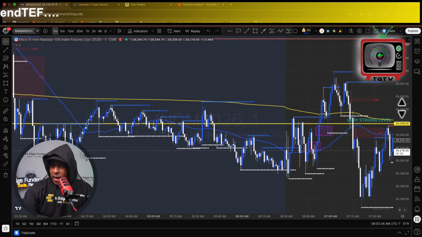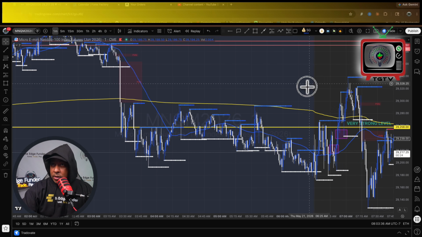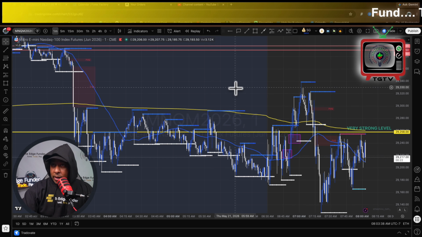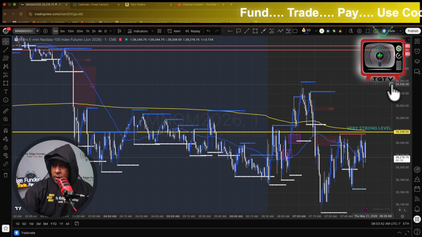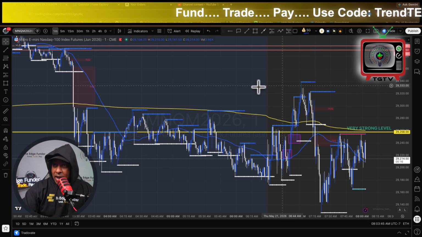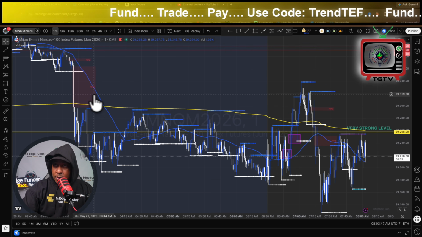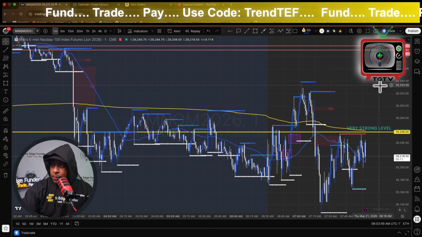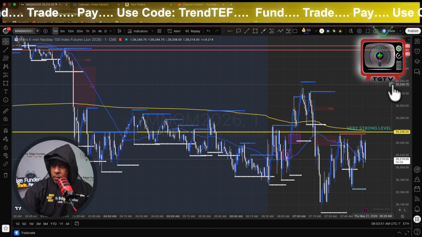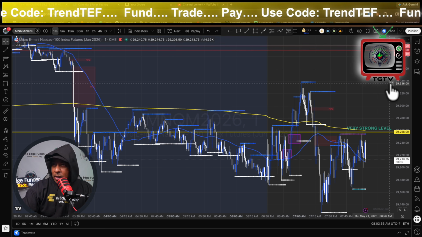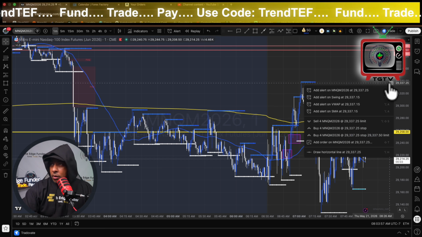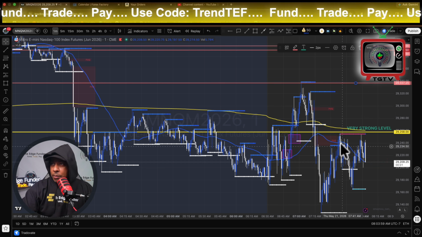Now, had I looked left, if I was paying attention to what I was talking to y'all about, I would have trimmed my position at CE, consequent encroachment, meaning the middle of this fair value gap, which would have been right about, I kind of eye it, right? Which would have been about here. I'd have set my TP right there.